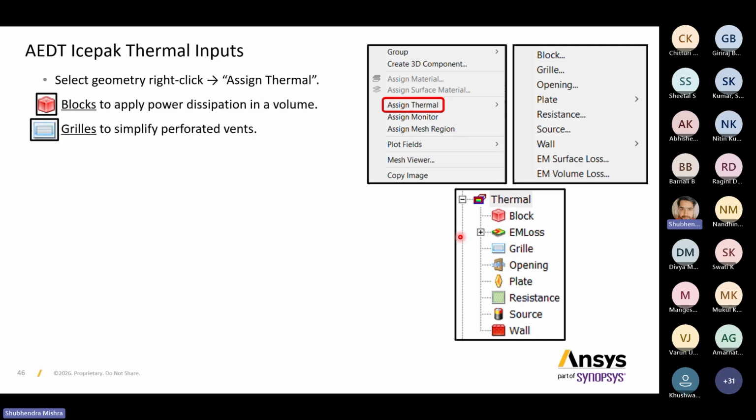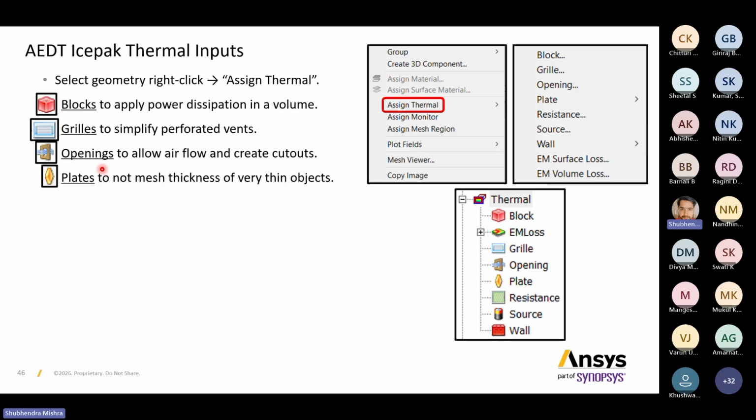Grills are for permitted vents, like when there are some vent models. For that, I will assign the grills. Openings are to allow the airflow. When I want to do airflow analysis, for example, if I am implementing a fan in the model, to see how that fan is giving the airflow, we will first assign the opening boundary conditions on that part and then move to the simulation phases.